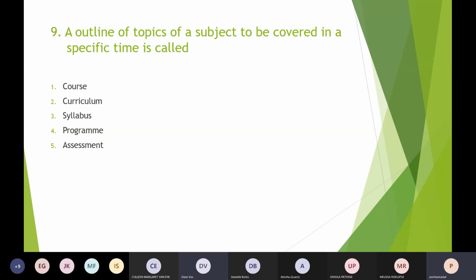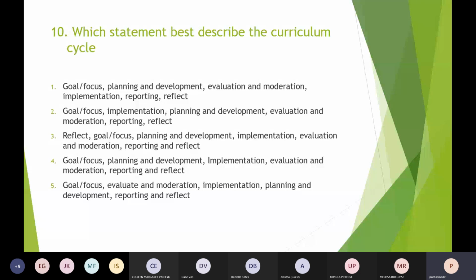All right, good. Do you agree, students? Anyone disagree with me? I have a question on that. All right, can we move on? Yes, thank you. So just look at the following statements. Which statement best describes the curriculum cycle? Remember, the curriculum cycle is monitored by the SMT of the school, and you have to choose the correct answer.